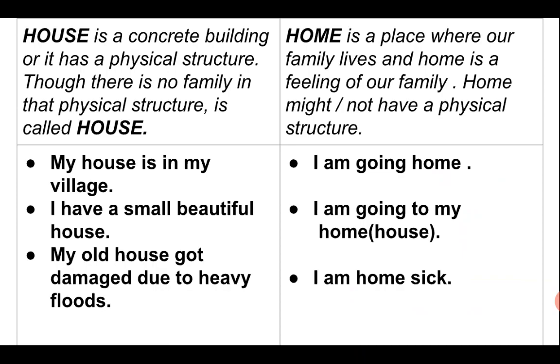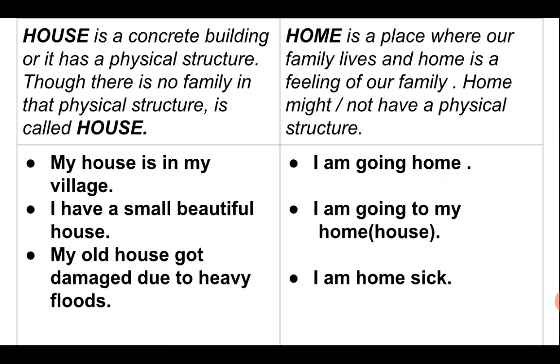Now let's understand the meaning of home. Home is a place where our family lives, and home is a feeling of a family. Home might or might not have a physical structure. Let's look at the example. I'm going home. It means I'm going to the place where my family lives. And let's look at the second example. I'm going to my home. See the example very clearly. I'm going to my home. Here, my home means it's a house, it's a concrete building.